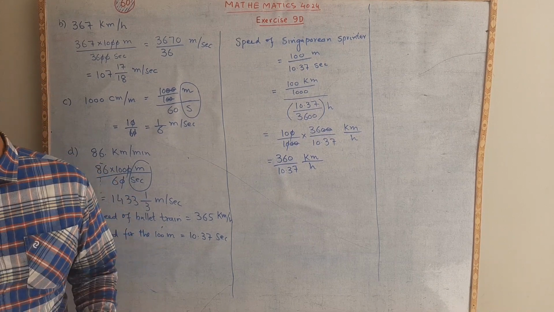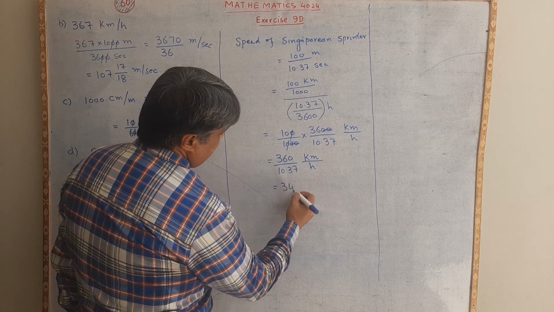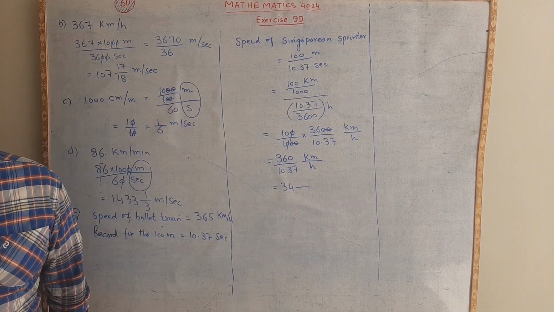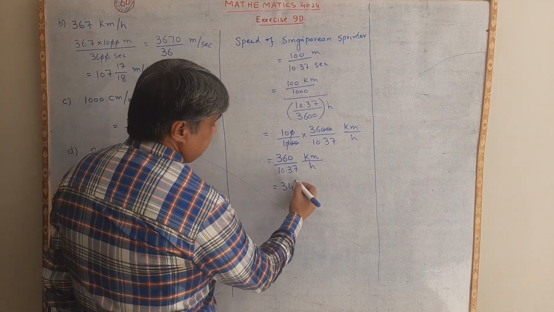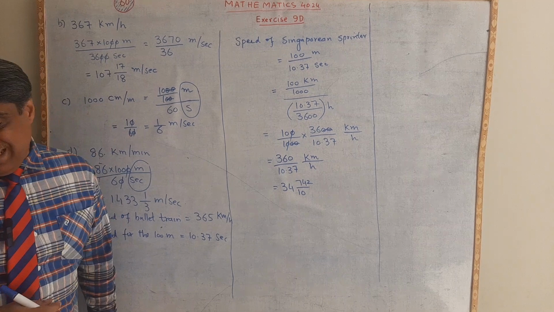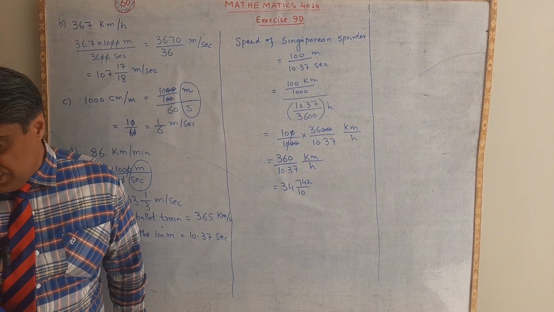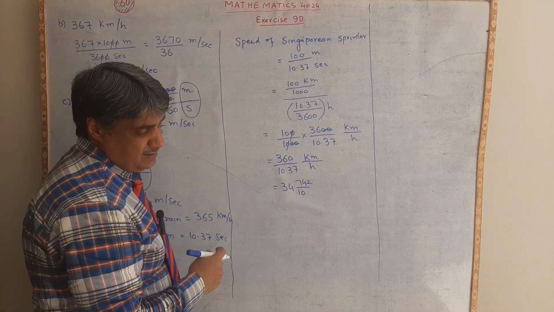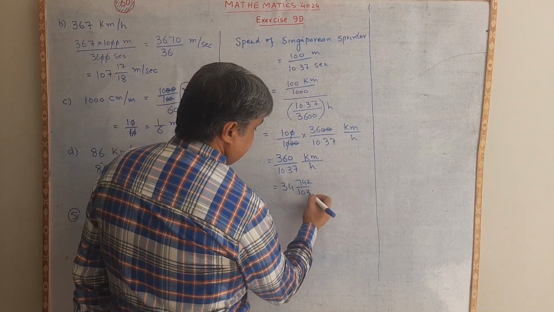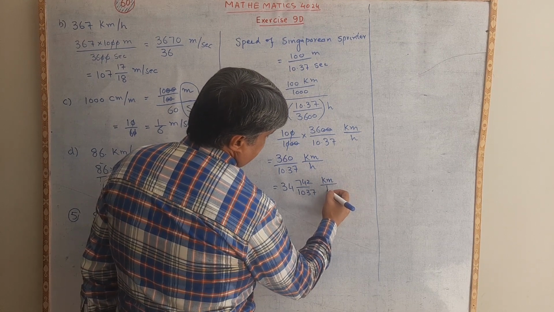Now, if we solve it, it is equal to 34 whole 742 over 1037 kilometer per hour.